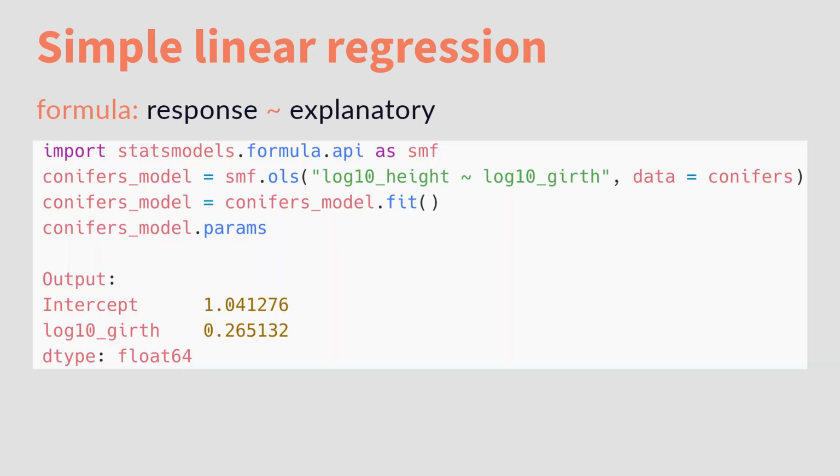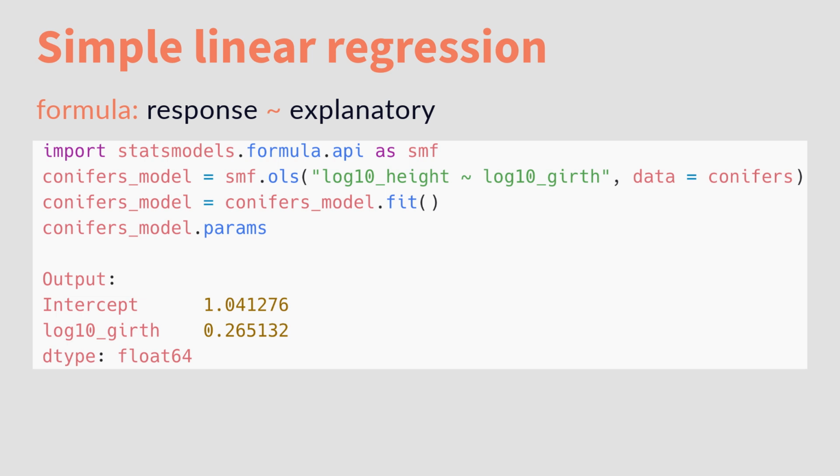To compute the linear regression of our data, we need to use the OLS function in the statsmodels package in Python. First, we need to import the package statsmodels.formula.api as SMF. Then we will call the OLS function that stands for ordinary least squares.